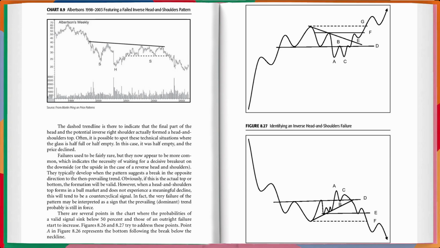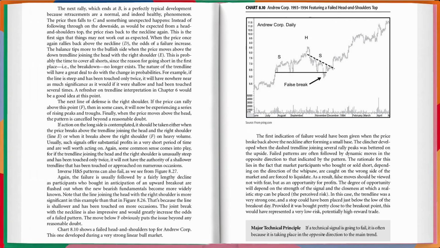Figures 8.26 and 8.27 try to address these points. Point A in figure 8.26 represents the bottom following the break below the neckline. The next rally, which ends at B, is a perfectly typical development because retracements are a normal and indeed healthy phenomenon. The price then falls to C, and something unexpected happens. Instead of A circumflex following through on the downside, as would be expected from a head and shoulders top, the price rises back to the neckline again. This is the first sign that things may not work out as expected.